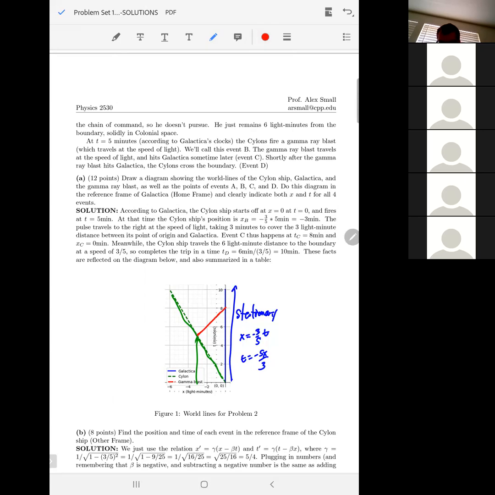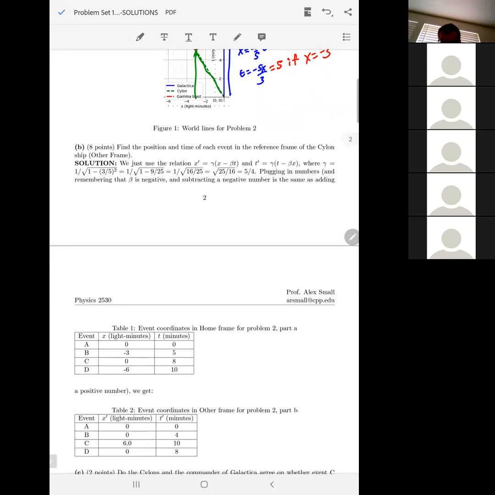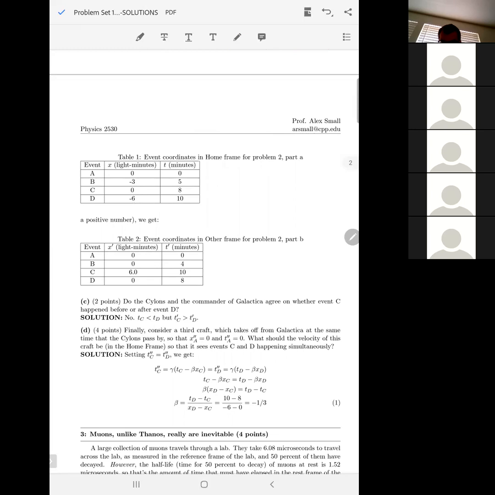Any questions on that part? No. All right, so t equals 5 if x equals minus 3. Then we need to find the position and time of each event in the reference frame of the Cylons. So we're going to have to use these two formulas. X prime is gamma times x minus beta t, t prime is gamma times t minus beta x. At that point, it just becomes a plug and chug exercise. So I started off with the event coordinates in the home frame.